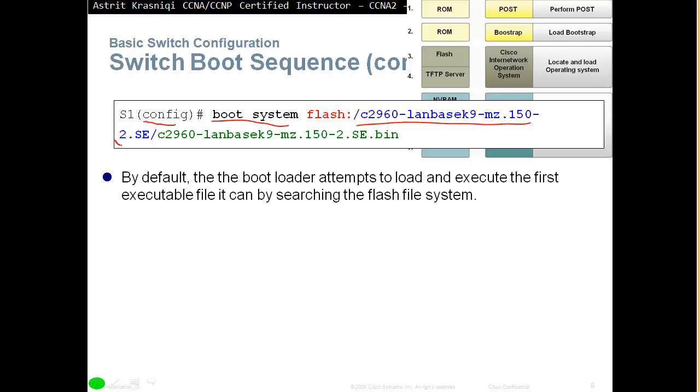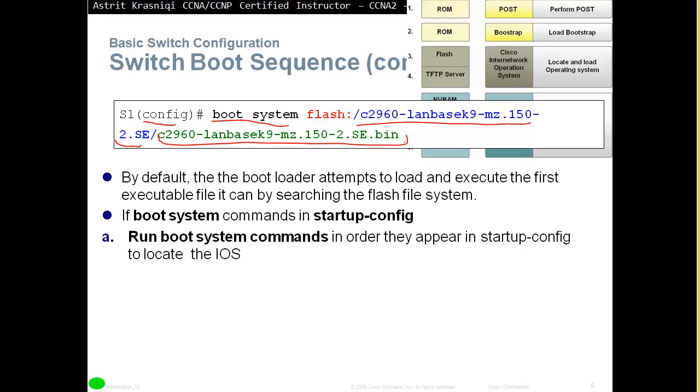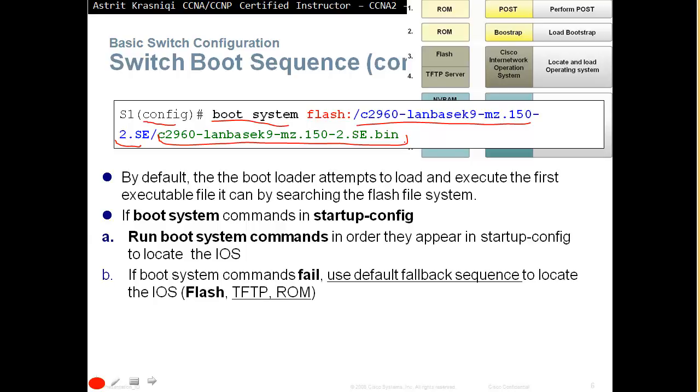Right? So that's a folder, and that's actually the operating system that we want to load up. If the boot system command didn't start up, then run the boot system commands in the order they appear in the startup config to locate the operating system. If the boot system commands fail, so if you mistyped something in here, then use a default fallback sequence to locate the IOS.